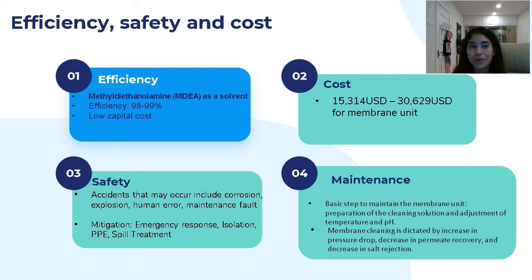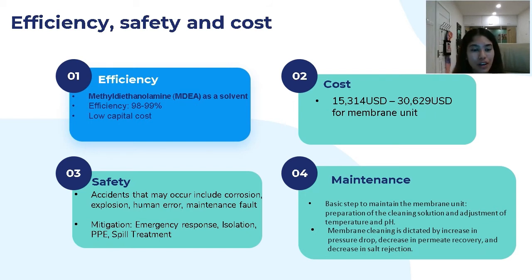Let's now talk about the efficiency, safety, maintenance, and cost of the separation units. First of all, regarding the efficiency, by using MDEA as a solvent for the absorption unit for the removal of contaminants from syngas, in this case specifically sulfur, the removal efficiency is 98 to 99% and it has a low capital cost. Next, regarding the cost of the membrane separation unit, it is usually a challenge to keep the specific membrane cost figure low by achieving a less frequent membrane replacement.